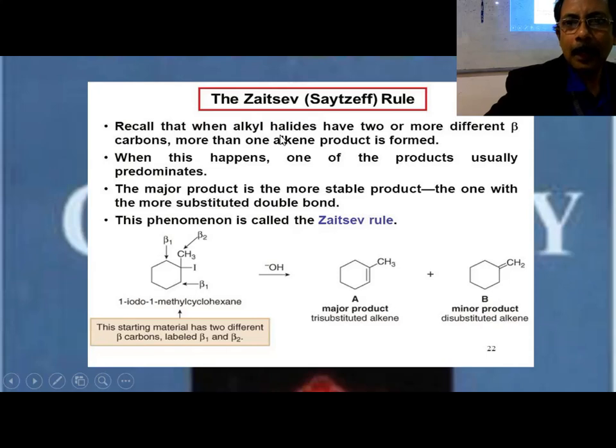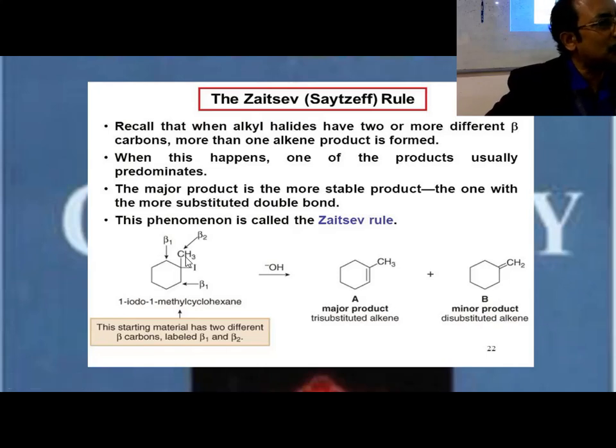So actually other language. Okay, so this is the compound. Here is the iodine. This iodine must be removed, and one A. There are two beta positions. One is this carbon, beta 1. These two positions are equivalent, that's why beta 1, and this position is beta 2. It is a different position, that's why beta 2. What is the difference between beta 1 and beta 2?